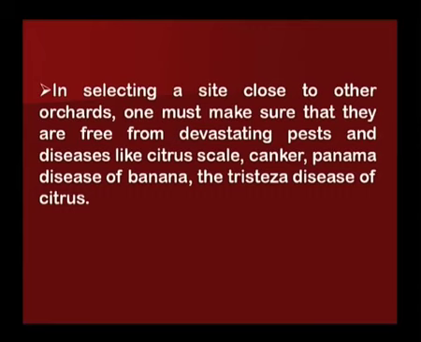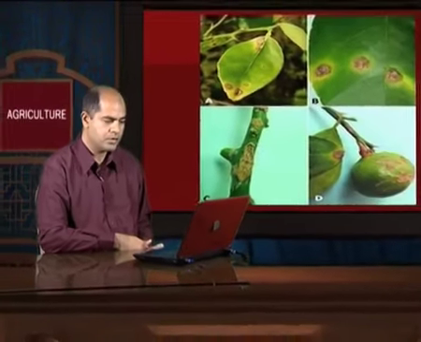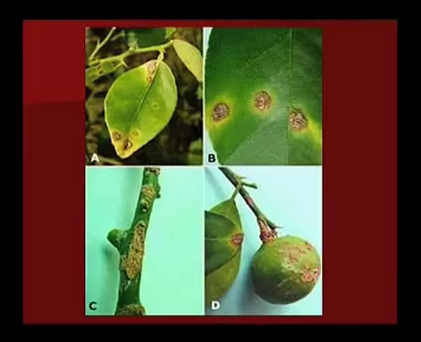In selecting a site close to other orchards, one must make sure that they are free from devastating pests and diseases like citrus scale, canker, Panama disease of banana, and the Tristeza disease of citrus. This picture shows the various symptoms of citrus canker disease on lime leaves, stem and fruit.